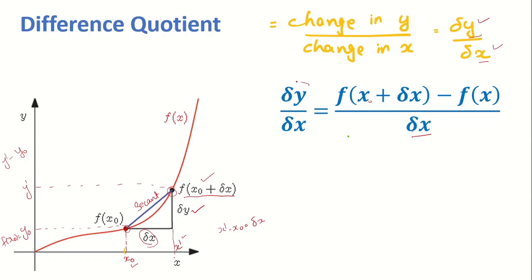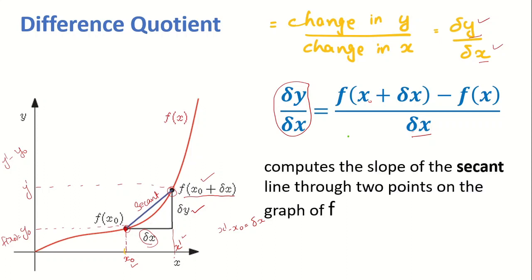And what this actually gives is the slope of the secant line. How much the secant line is inclined to the x-axis. That is it. Okay. So this formula computes the slope of the secant line through two points on the graph of f. And if you want more clarity, you can go to this YouTube video. They give a graphical representation of these secant lines and the tangent.